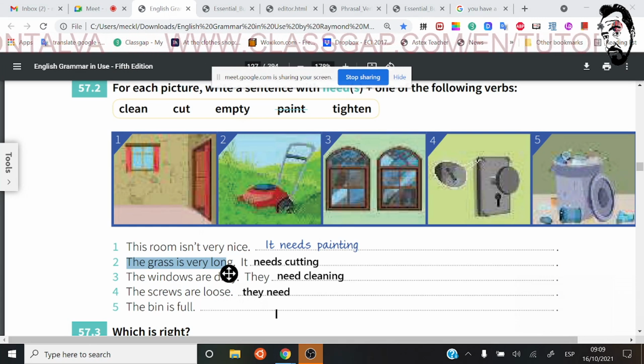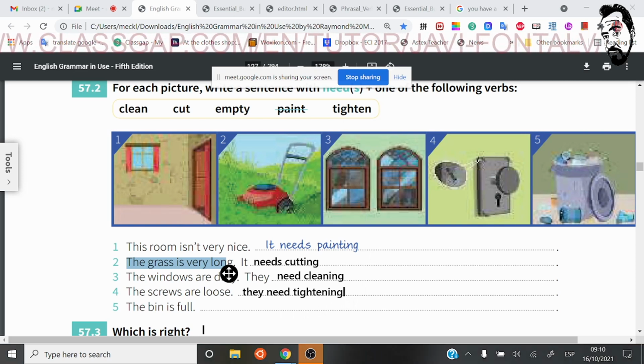They need tightening. You understand? Tighten? Yeah? Apretar. Tighten. So they need tightening. Si algo está apretado, you could say tight. It's tight. Okay. Yeah? So tight is the adjective, tighten is the verb. Okay.